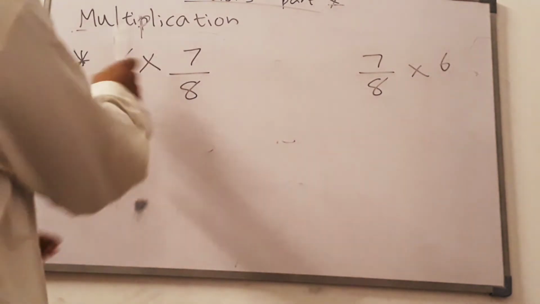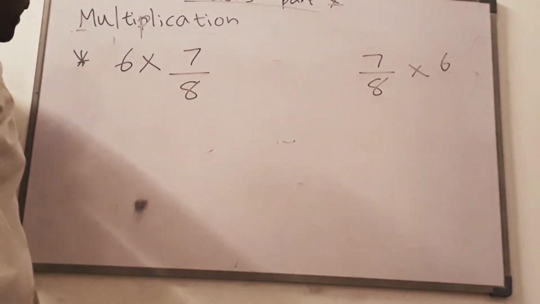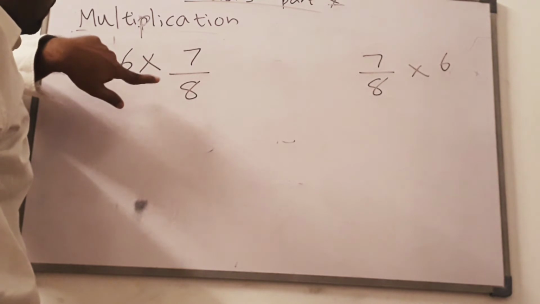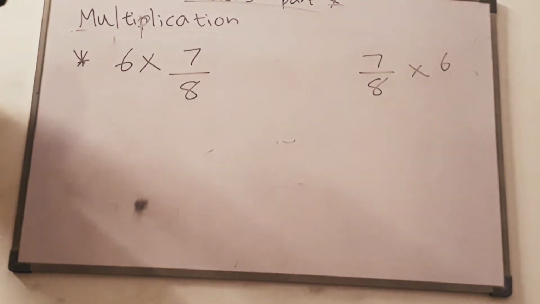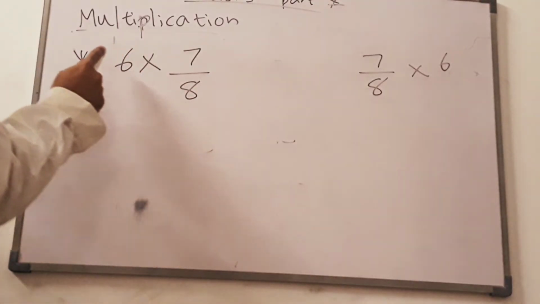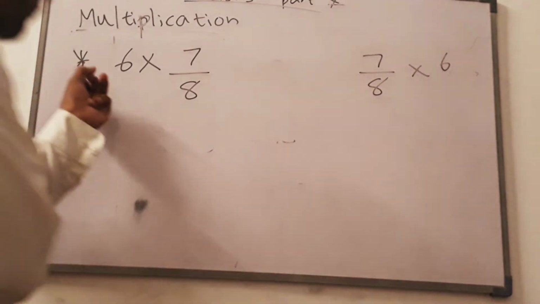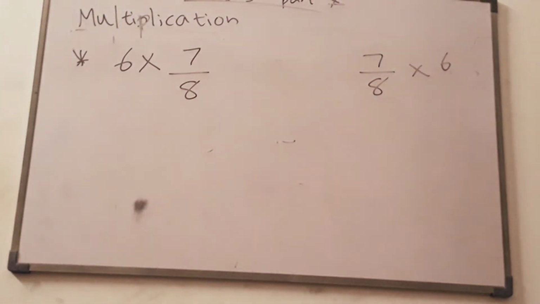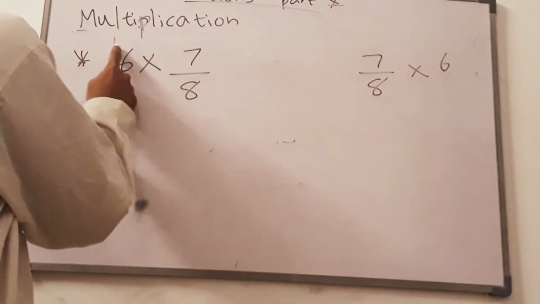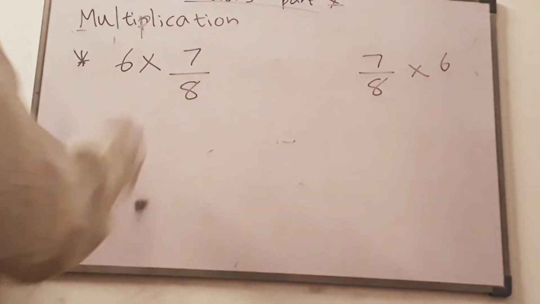Here 6 and 8 are not divisible by anyone. Okay, 6 and 8. 6 is not divisible by 8. 8 is also not divisible by 6. But one thing, there is a common factor to both 6 and 8. There are no 6s in 8, there are no 8s in 6. But there is a common factor to both 6 and 8.